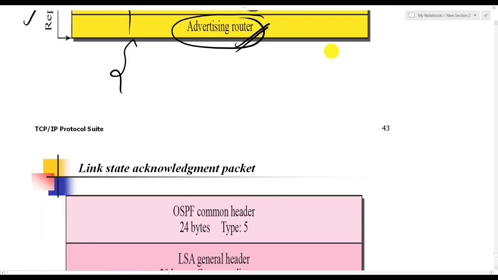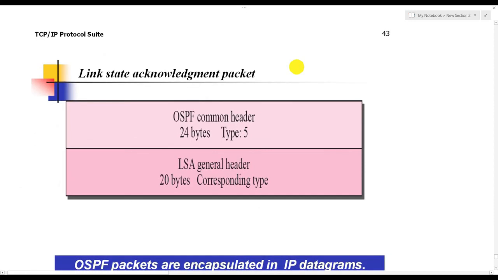And then acknowledgement is the simplest one. There is no extra field. You have to simply write the common header and the common advertisement header. So this is the acknowledgement.